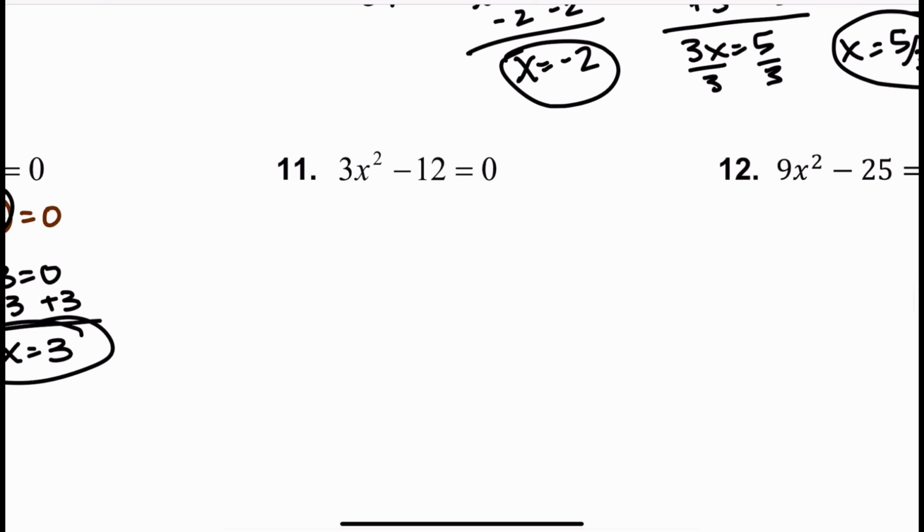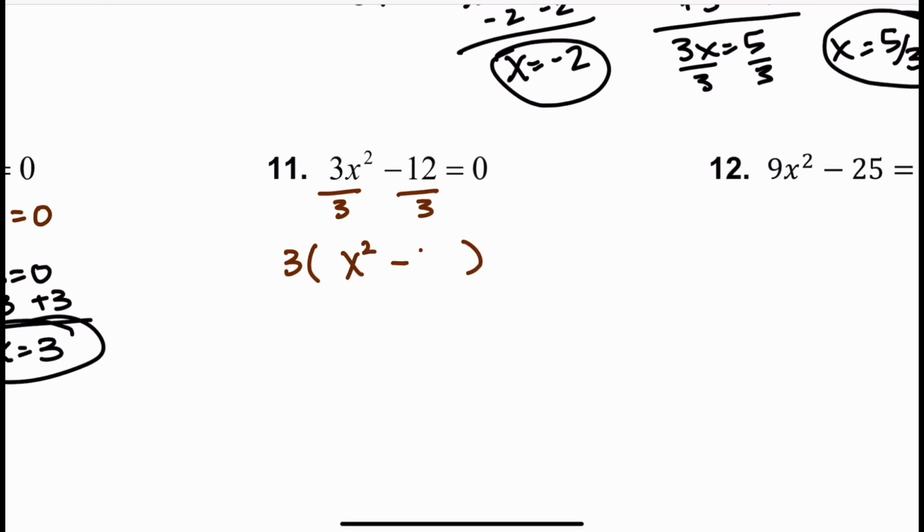Okay, now looking at number 11, we want to first look at what do they have in common. And we have a 3x squared and a 12. We want the biggest number that will divide evenly into 3 and 12. Now 3 will go into both of these numbers. So I'm going to divide both of these by 3 and pull the 3 out front. That gives us x squared minus 4.